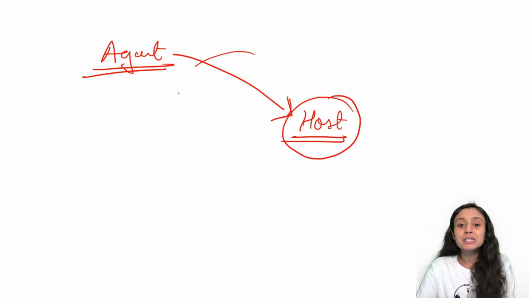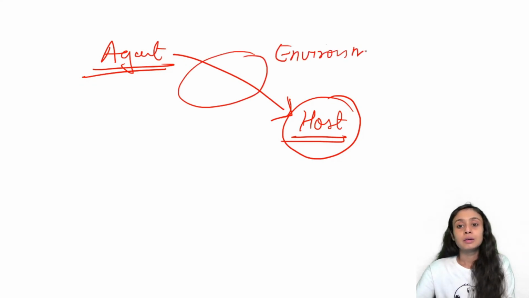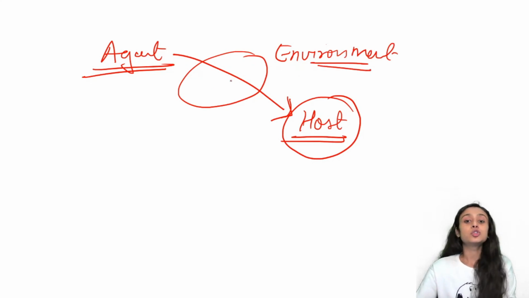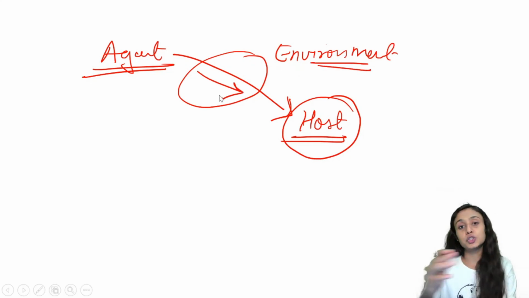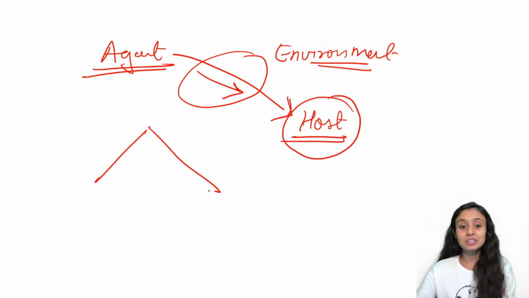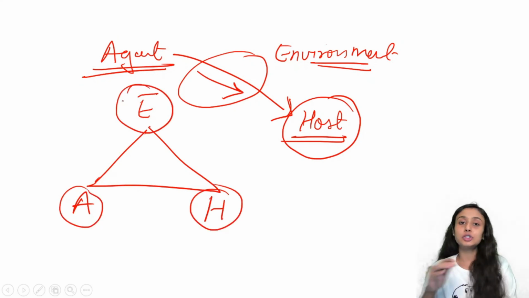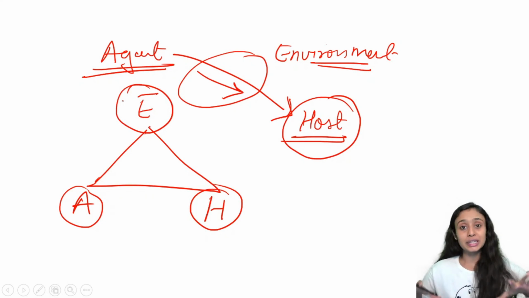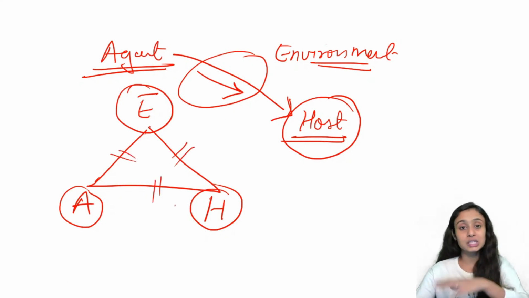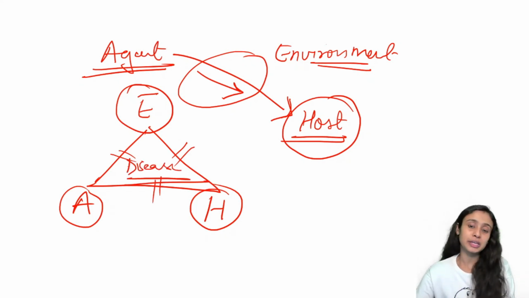And what helps in this transmission in the middle is what we call the environment. This environment helps in the transmission of the agent to the host. So this basically is a triad: you have your environment, your agent, and your host. Ideally, all these three should be in equilibrium with each other to maintain good health. In case there is any imbalance in any of these relationships, it will lead to disease in that particular human being. So this is the epidemiological triad.